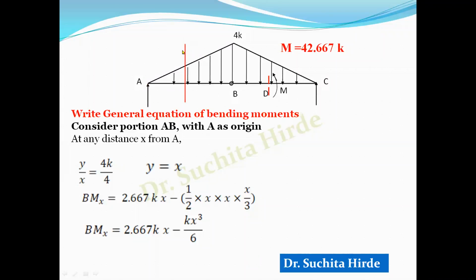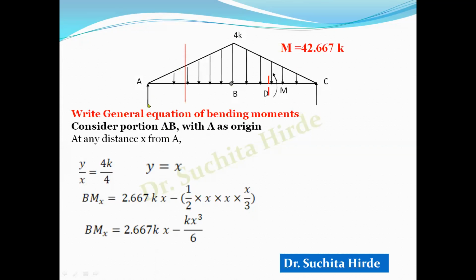Now to write the general equation of bending moment for portion AB, we will take a general section here at distance x from A. So we can write here the relation. Suppose this distance is y, so y upon x is equal to 4k upon 4, and therefore we get y is equal to x. Now what is bending moment? Bending moment is force into perpendicular distance. So we are writing the equation here.